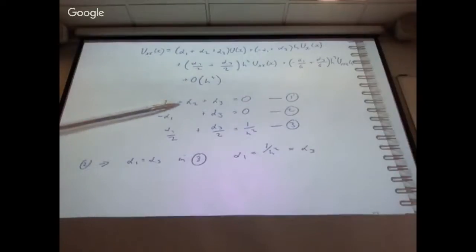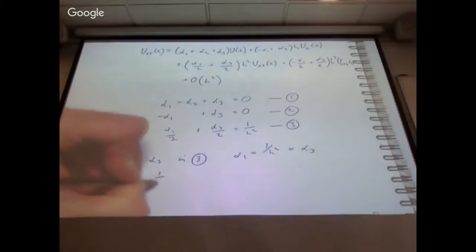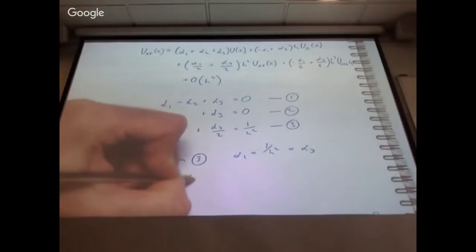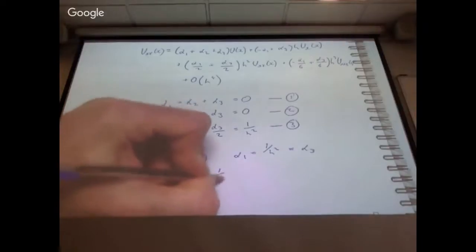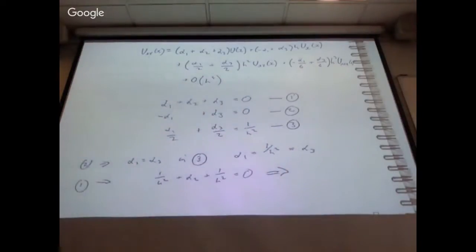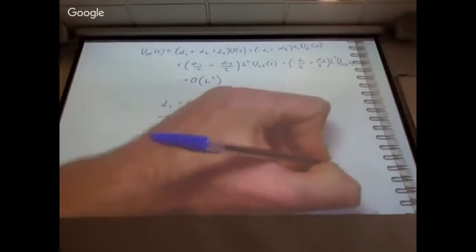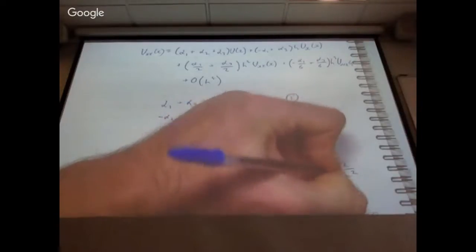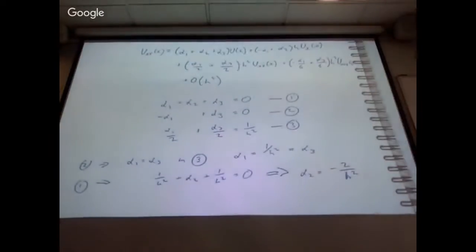So I've got alpha 1 and alpha 3. I now need alpha 2, so I need to plug them both into equation 1. So I have 1 over h squared plus alpha 2 plus 1 over h squared equals 0. So therefore, what should alpha 2 equal? So alpha 2 must be minus 2 over h squared.